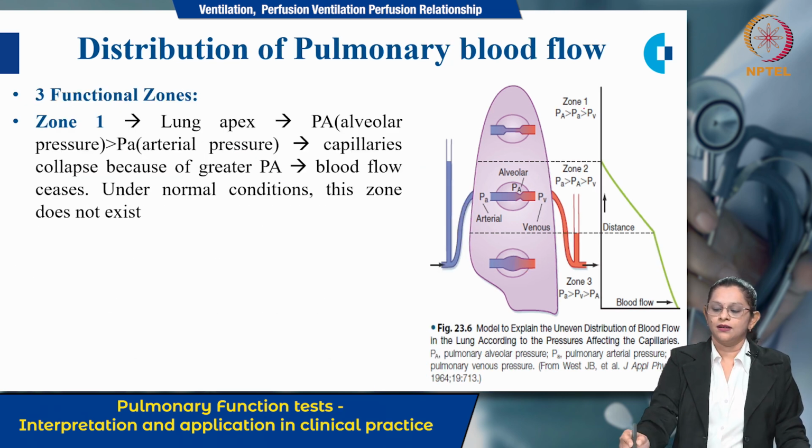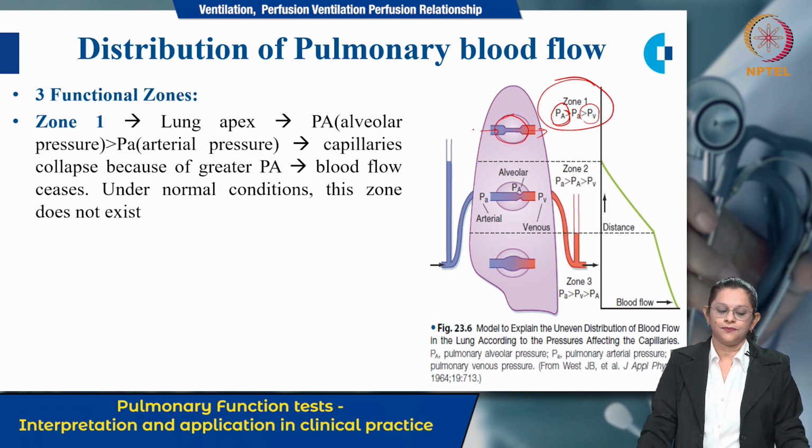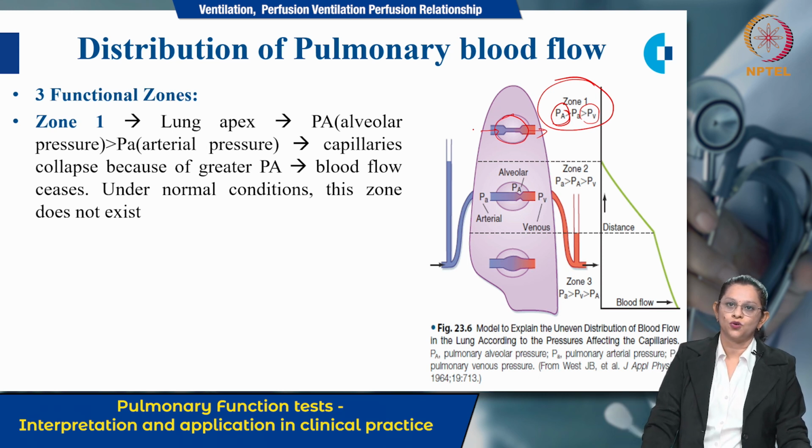First is zone 1. In zone 1, you can see that the alveolar pressure is much greater. That is, this is the alveoli. The pressure in the alveoli is much greater than the arterial pressure, which carries the deoxygenated blood, and than the venous pressure. So when the alveolar pressure is greater than the arterial pressure, the capillaries will tend to collapse and there will be no blood flow across the capillaries. And actually in a normal lung, this zone does not exist. That is considered to be zone 1.